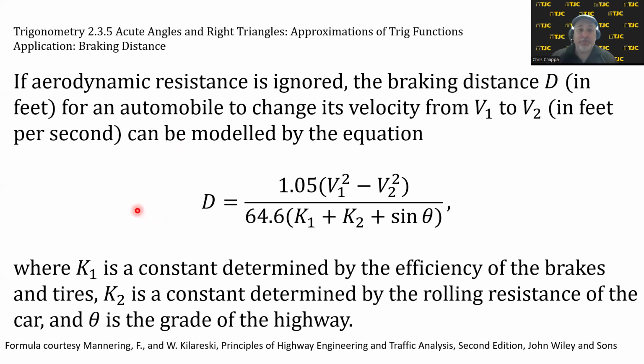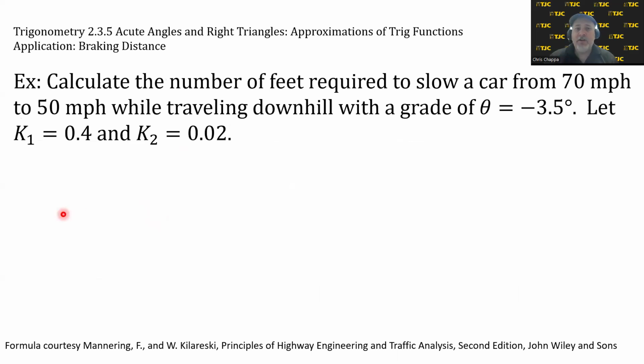For example, calculate the number of feet required to slow a car from 70 miles per hour to 50 miles per hour while traveling downhill with a grade of theta equals negative 3.5 degrees. Let k1 equal 0.4 and k2 equal 0.02.